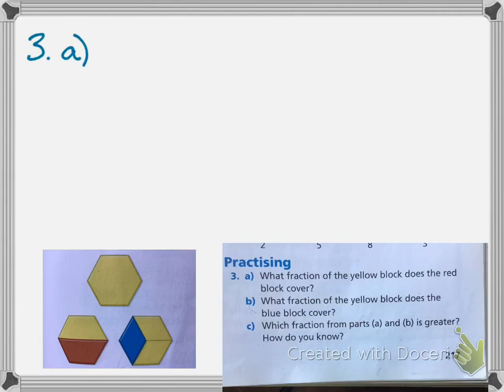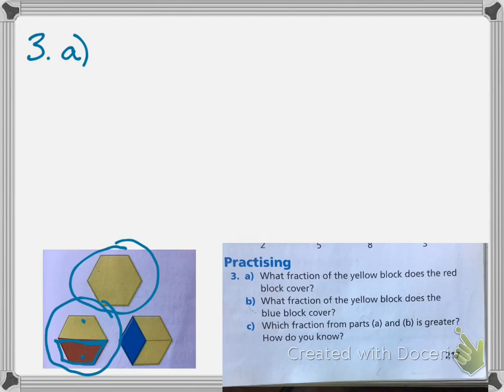Practicing. What fraction of the yellow block does the red block cover? So here's our yellow block, what it would look like by itself. And here we have the yellow block with the red block. So we're going to look at that right now. What fraction of the yellow block does the red block cover? So look at this red part right here. How much of that? Now the hint right here, boys and girls, is how many sections are there?